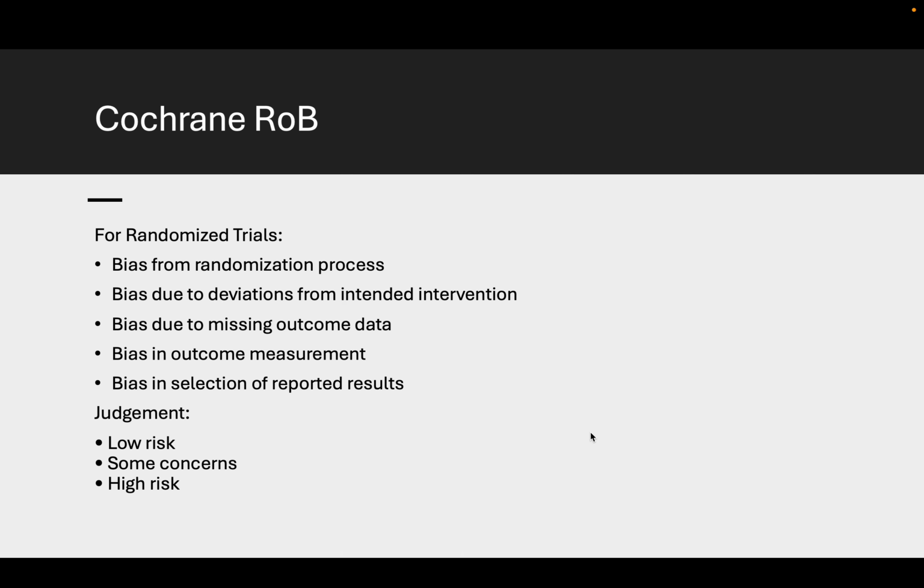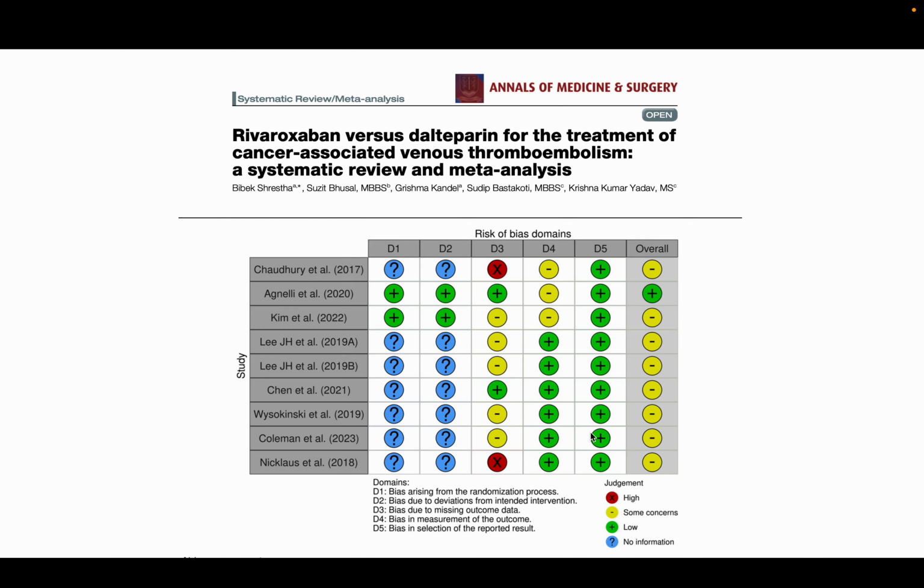So you will judge all the domains into three categories: low risk, some concern, and high risk, and overall also you will judge. So I will show you an example.